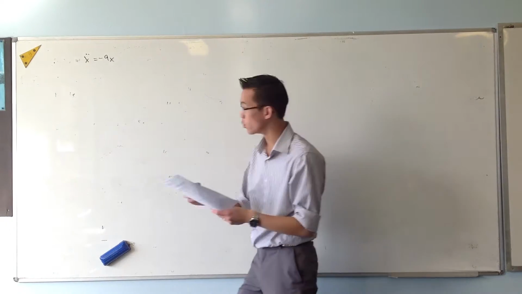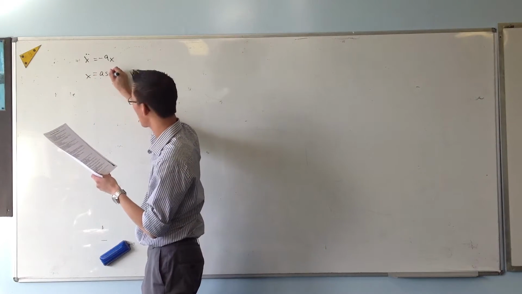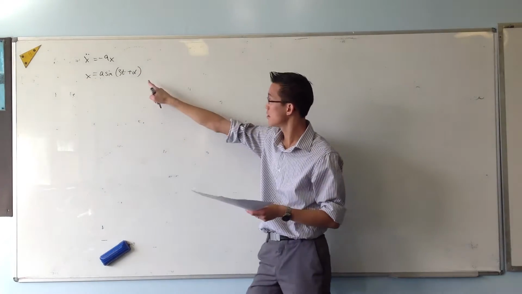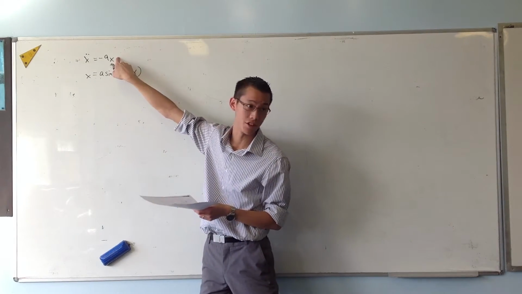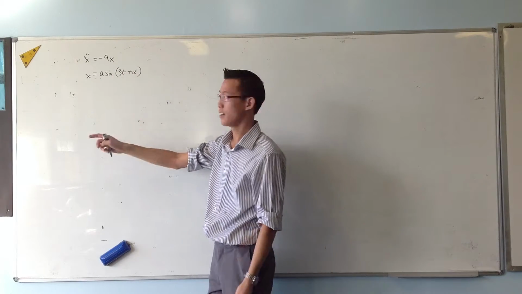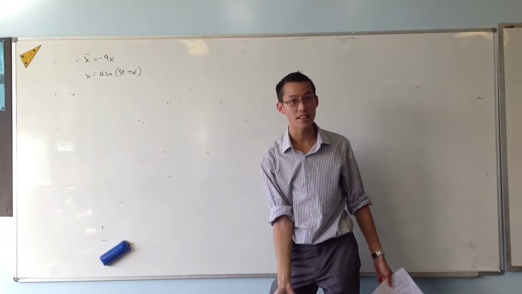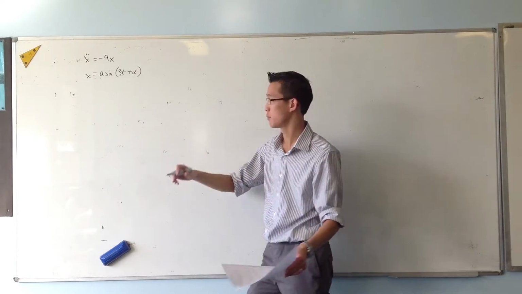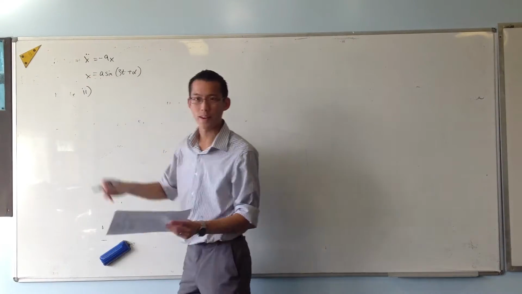Show that x equals a sine(3t plus alpha) is a solution to this differential equation. So you just differentiate it twice to get the left-hand side, you multiply it by minus 9 to get the right-hand side, and it works, okay? So far so good. Part 2 is where it gets fun.